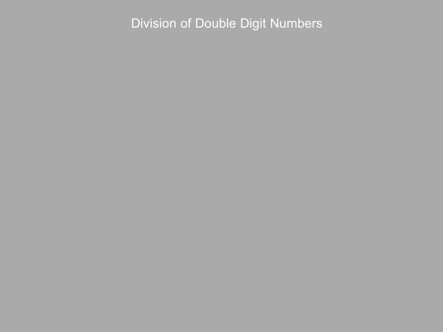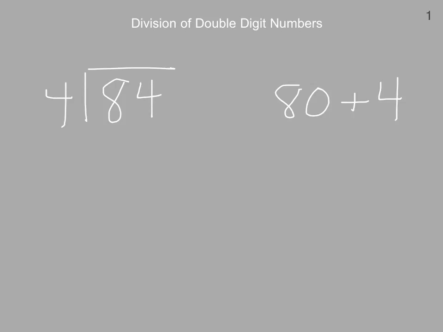So let me give you an example. We have a number like 84 divided by 4. Now we've been telling students to think of 84 not as 84, but instead think of it as 80 plus 4. We're going to ask ourselves, how many times does 4 go into 80? Alright, so 4 goes into 80, as we know, 20 times. 4 times 20 is 80.